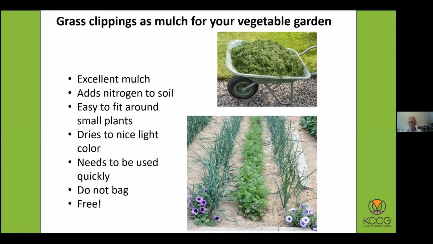You do want to use it quickly because it will start to compost. If you've ever just had a pile of green grass clippings, it starts composting and heating up. Especially if you put it in a black plastic trash bag, it will get really hot and stinky, and the odor can be overpowering. So you don't want to keep it there. It's better just to use it right away and put it around your plants.